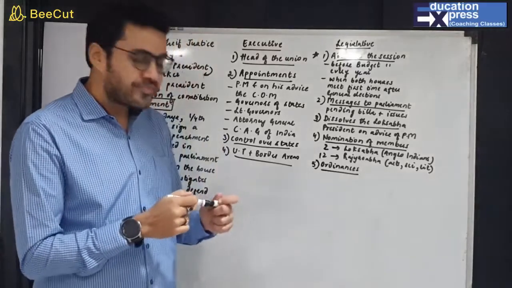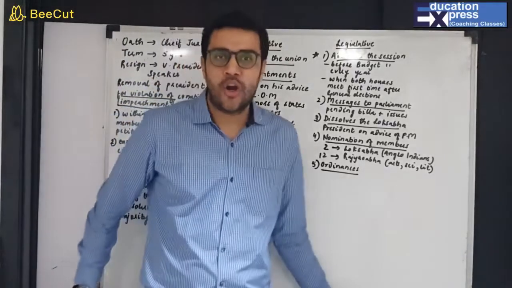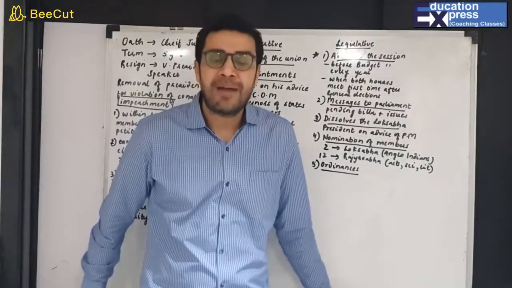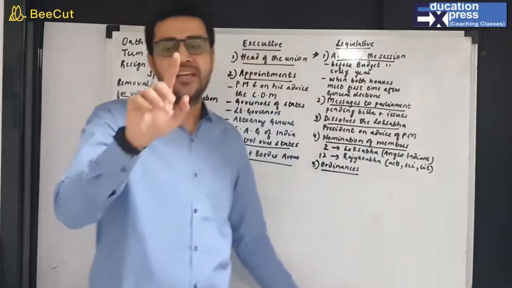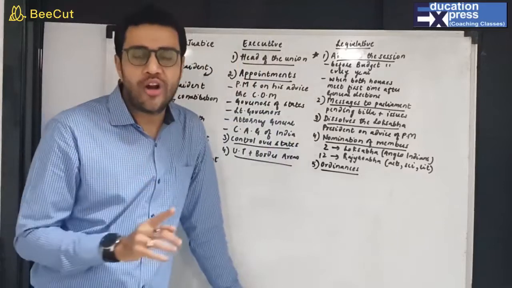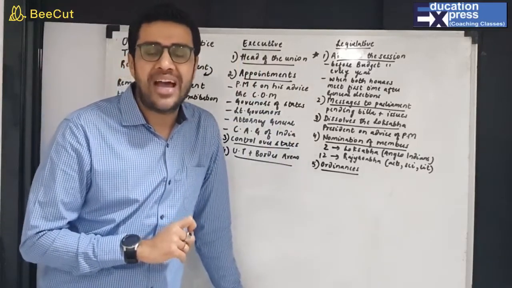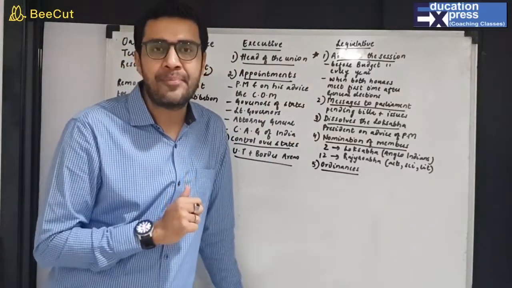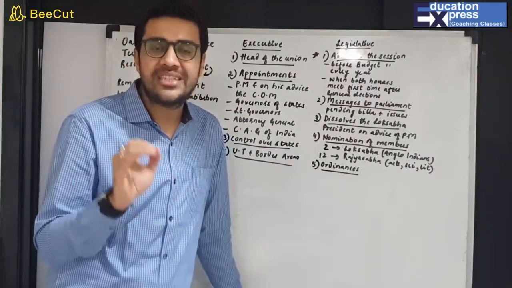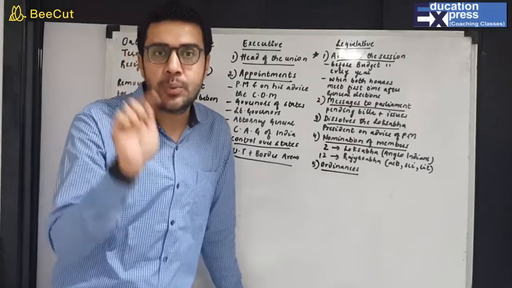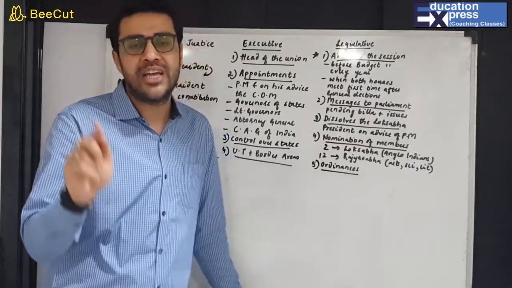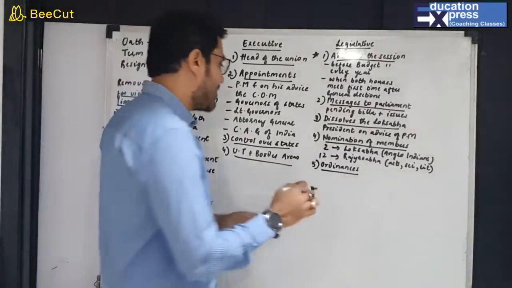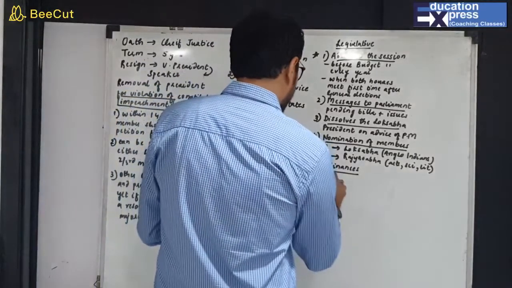One more time. Who issues the ordinances? An ordinance is a temporary law passed by the president when the parliament is not in session. Why did I say it is a temporary law? Because it will cease to operate 6 weeks after the reassembly of both the houses of the parliament. Is that clear? That's ordinance. Next point, formation of states.